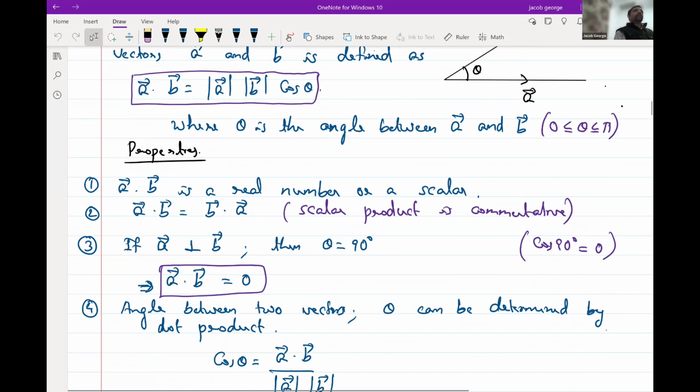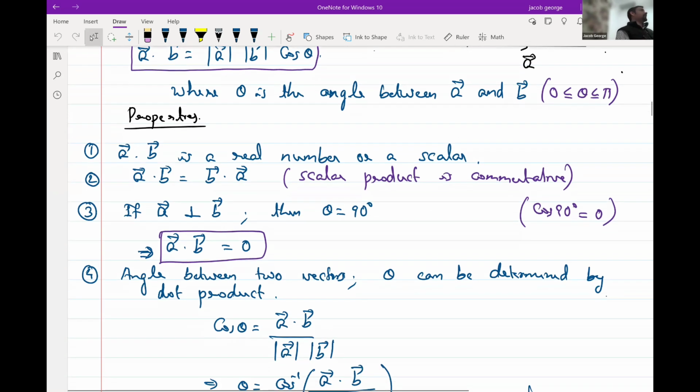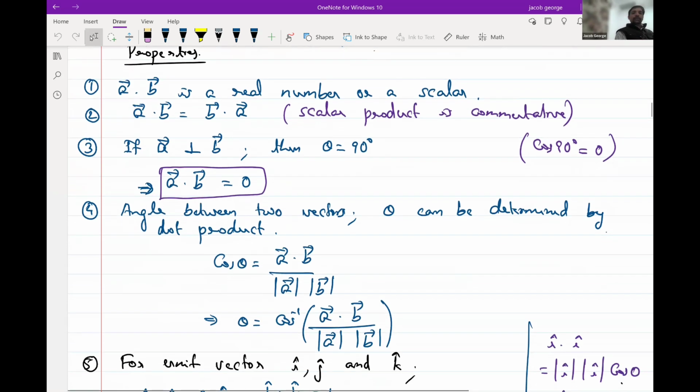When vectors are perpendicular, the dot product is equal to 0. Dot product is 0. Studied? Yes. Then the cos theta formula is important.